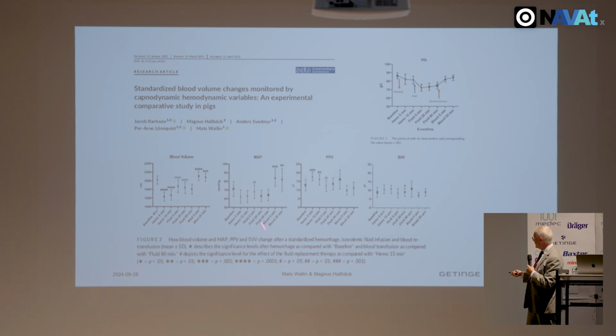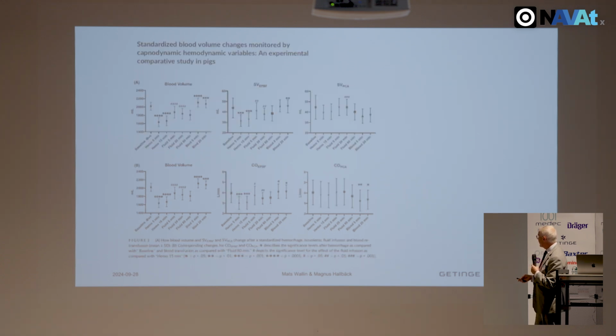And we can see that mean arterial pressure has about the same pattern. PPV acts as expected, because these pigs were also ventilated with 10 ml per kilo, since they are very hypermetabolic as meat production pigs. The stroke volume from the pulse contour didn't react at all, more or less.